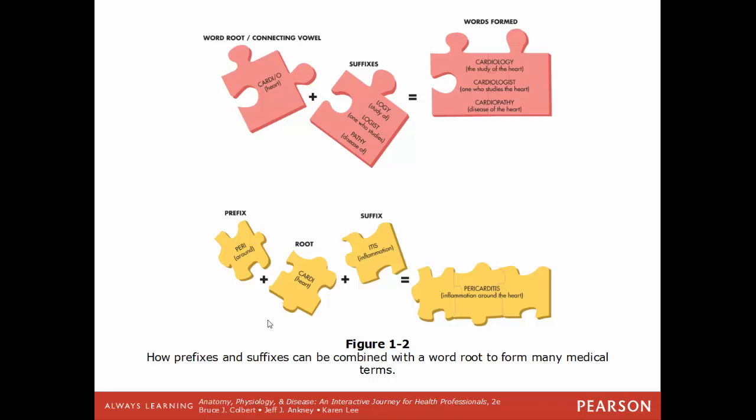Now, the good thing about these prefixes and suffixes and root words is that their definitions never, ever, ever change. So peri will always mean around. It doesn't matter if you're talking about a heart or a kidney or a lung or an individual cell or the brain. Peri always means around. Cardi always means heart. Itis always means inflammation. They don't change depending on what body system you're talking about. So once you know that peri means around, you don't have to relearn that for something else later on.